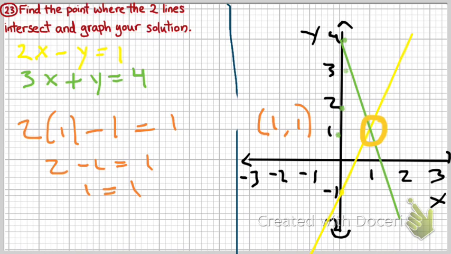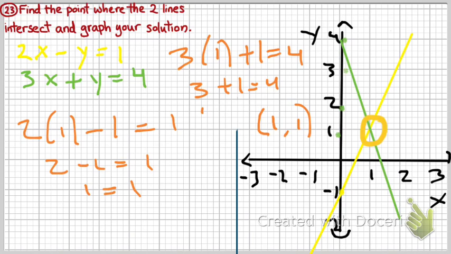Now let me verify the second equation. On the second equation, I'm going to say 3 times 1 plus 1 is equal to 4. So 3 plus 1 is equal to 4, and 4 is equal to 4. So this is the correct solution. It worked for my first equation and my second equation. So I'll give myself a little check mark. That is great. Okay, that's all.